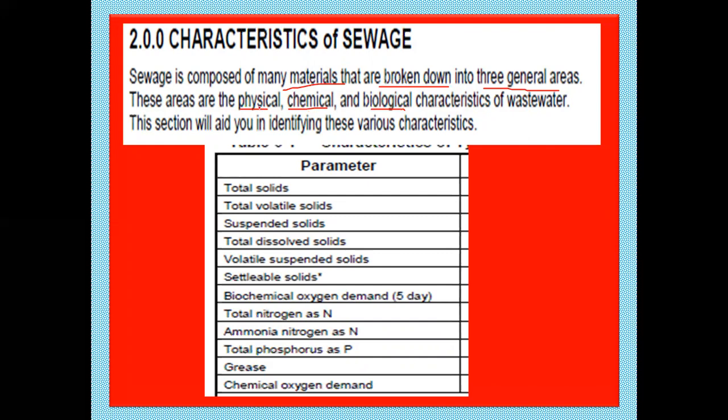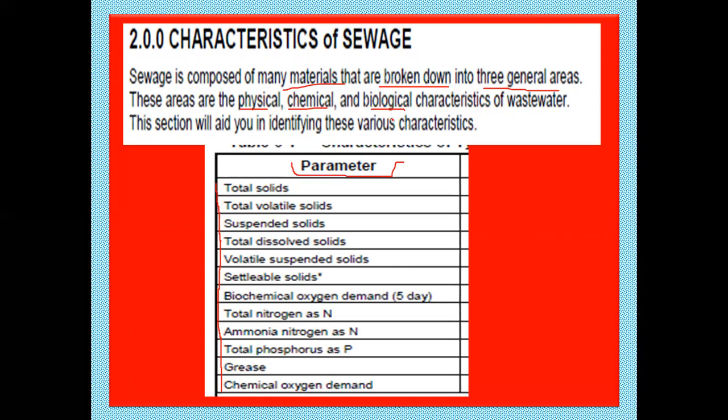So we already know what physical, chemical and biological have. This section will aid you to identify these various. So here the parameters are total solids, total volatile solids, suspended solids, total dissolved solids, volatile suspended solids, settleable solids, biochemical oxygen demand, 5-day, total nitrogen, ammonia, total phosphorus, grease, and chemical oxygen demand. It depends upon the company to company, some will be changed, some added, some subtracted. So when asked for the general parameters, we have to write all this.